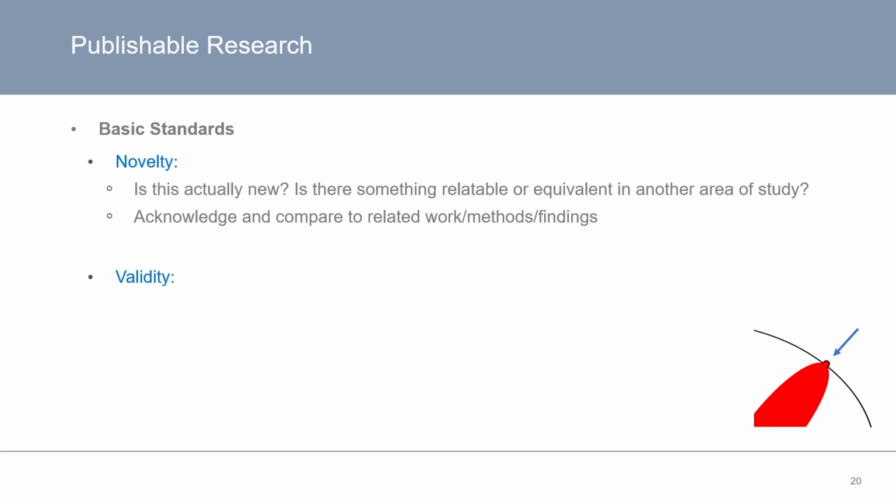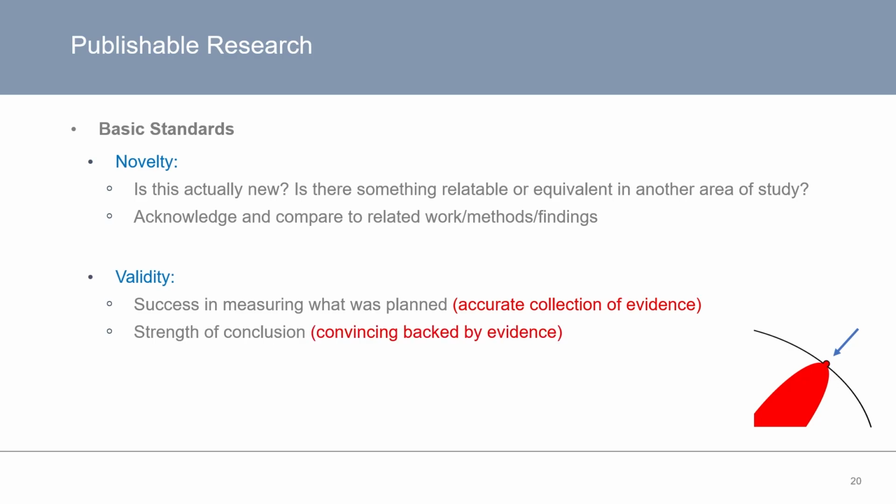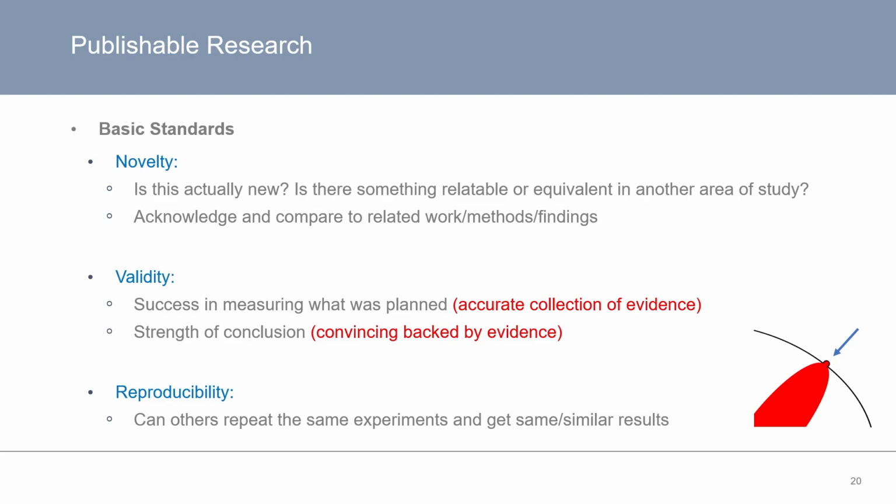The next standard is validity. By this, I mean, have we succeeded in measuring what was planned? And have we accurately portrayed the collection of our evidence? This also includes the strength of our conclusion. Is our conclusion convincingly backed by our evidence? And a third basic standard of publishable research is reproducibility. Can others repeat the same experiments and get the same or very similar results?